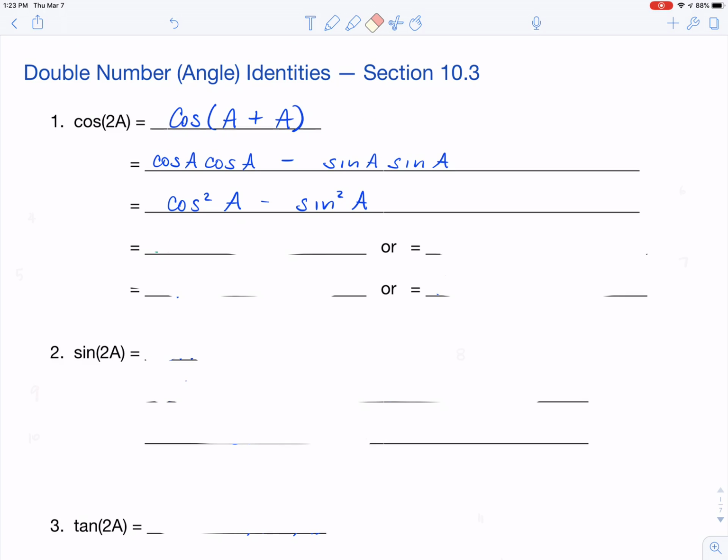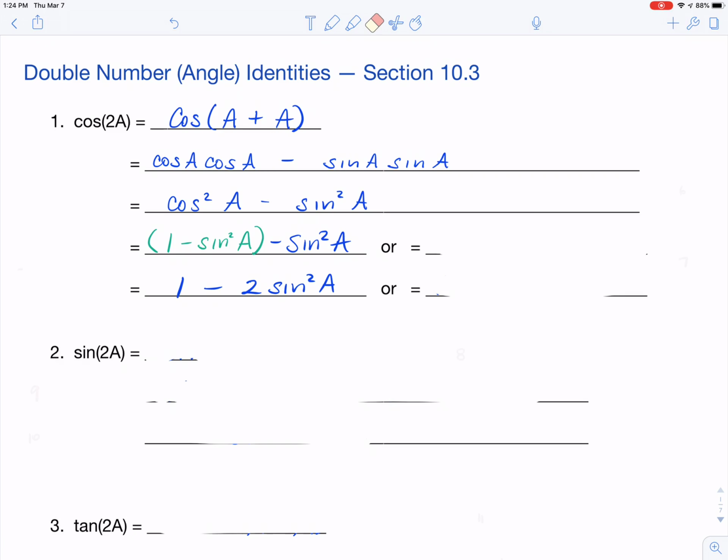But there's also, I can take this even a little bit further if I only wanted cosines in my identity, or if I only wanted sines in my identity. I could use some of my Pythagorean identities. So for the first one, what I want to do is take out cosine squared, and replace it with what it's equal to. And so we know that cosine squared is equal to 1 minus sine squared. And once I've done that, then I can combine my like terms and have 1 minus 2 sine squared.